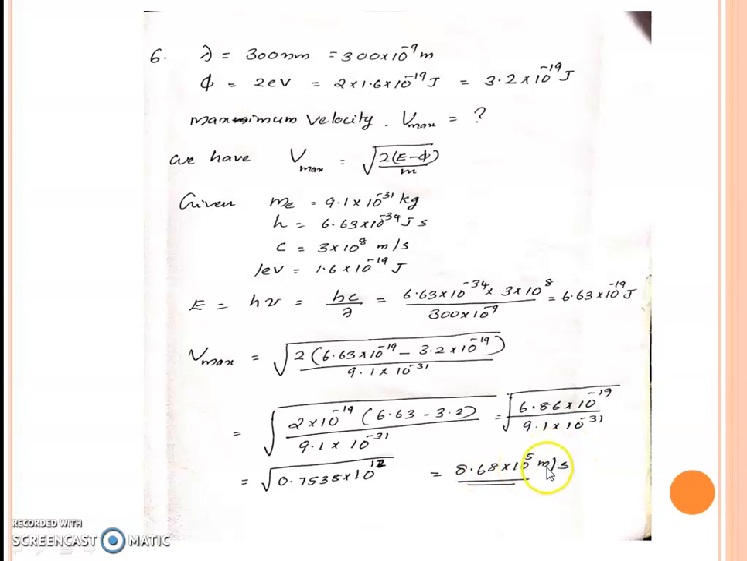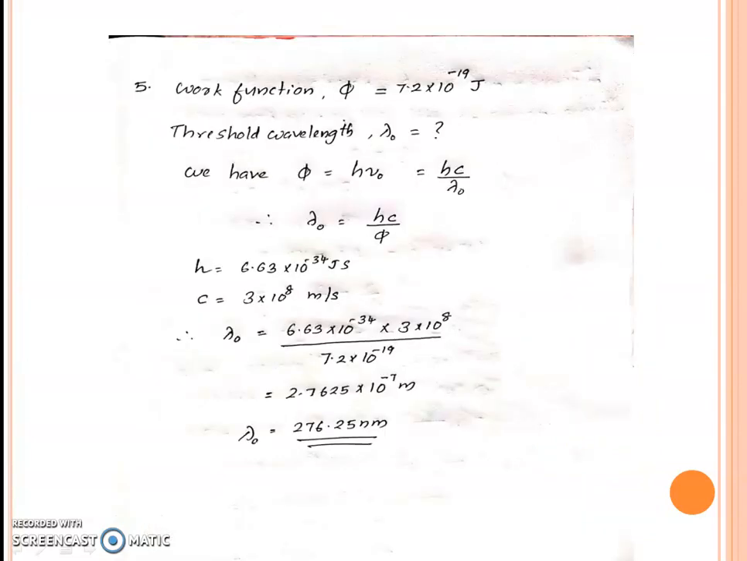Don't forget to put the unit of velocity, which is meter per second. 8.68 into 10 raised to 5 meter per second. Since velocity is displacement by time, and the unit of displacement is meter and time is second, therefore the unit of velocity is meter per second. Hope that you got this problem.